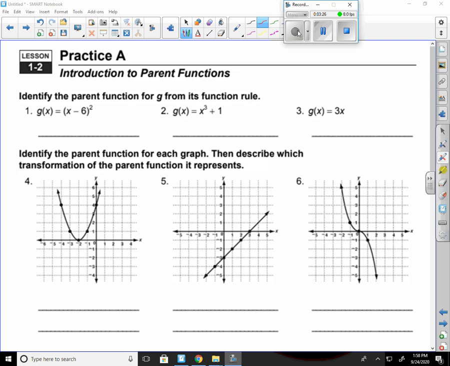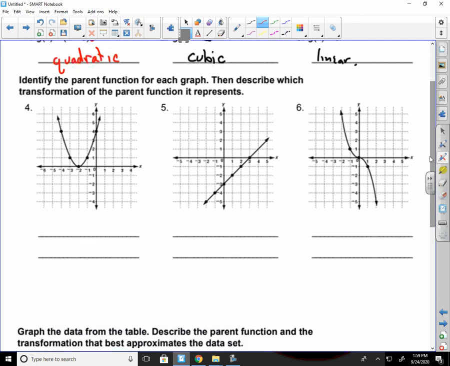Next assignment. Identify the parent function for g from its functional rule. The first one, x minus 6 squared. The 2 is an exponent, tells me that this is going to be a quadratic. The 3 is an exponent, tells me that this is a cubic. And just an x means that it is linear. So that's my first 3 answers.